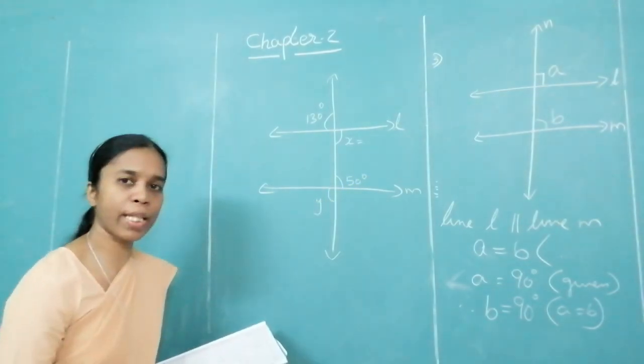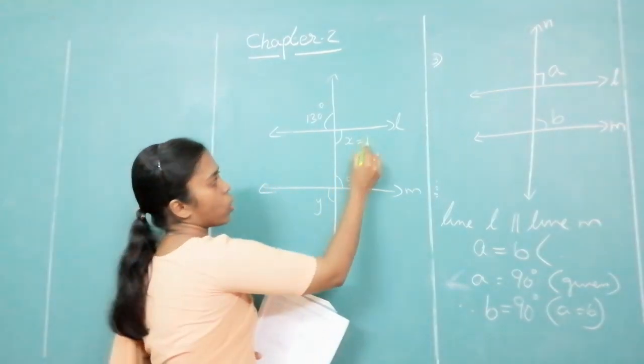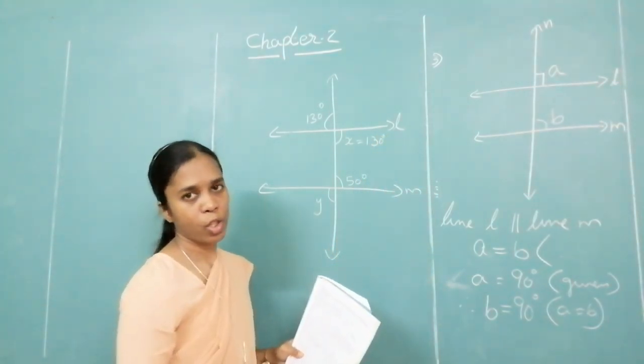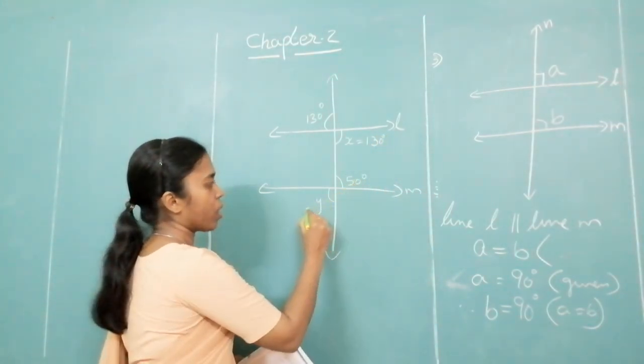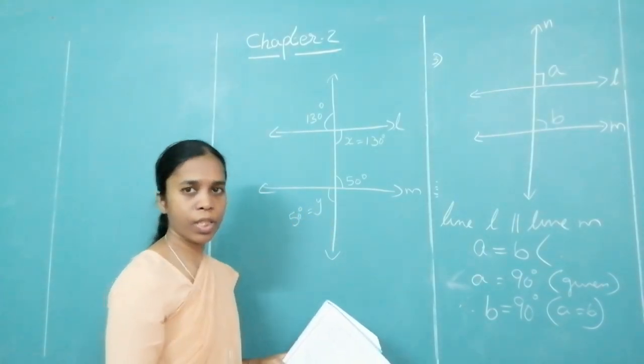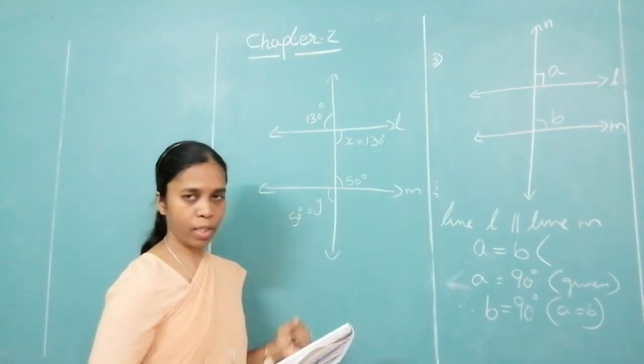What can you say about X? If this is 130 degree, X also is equal to 130 degree. Reason? Vertically opposite angle. If this is 50 degree, Y also is equal to 50 degree. Reason? Vertically opposite angle. Now what do you have to show? You have found X and Y.